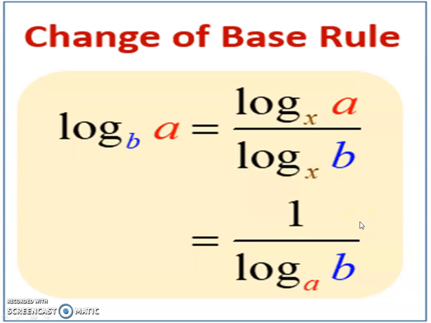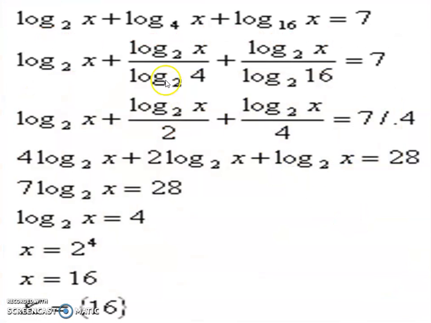Let us start with an example. Here log x to the base 2 plus log x to the base 4 plus log x to the base 16 is equal to 7. Log x to the base 2 is possible, but we know that 4 is the square of 2 and 16 is 2 to how much power? It is obviously the 4th power.